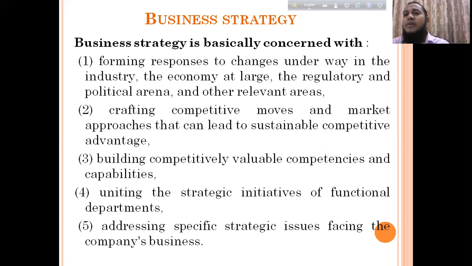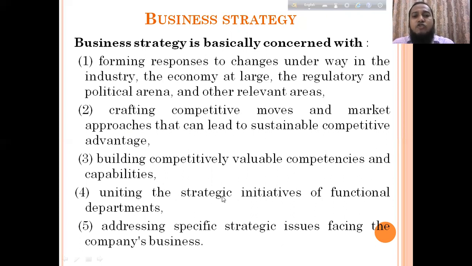In order to achieve competitive advantages, a company obviously should have some unique competencies. It must have a reputation and brand name. The product quality must be outstanding, and it must offer superior, consistent customer service. Number three, a business strategy is concerned with building competitively valuable competencies and capabilities, as I have told you earlier.